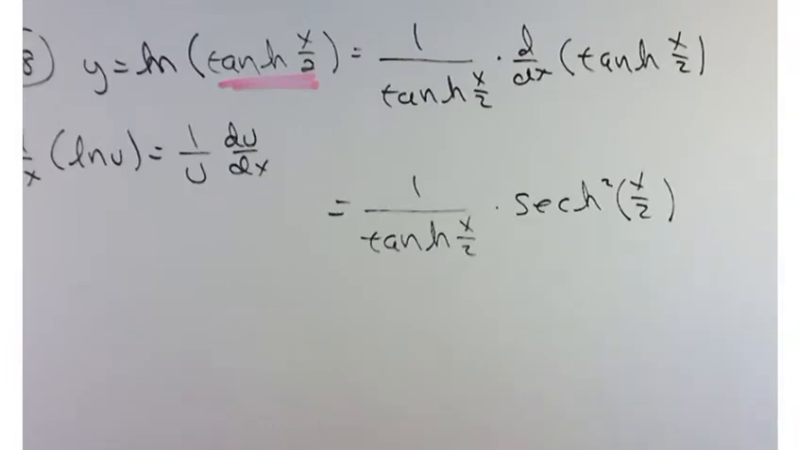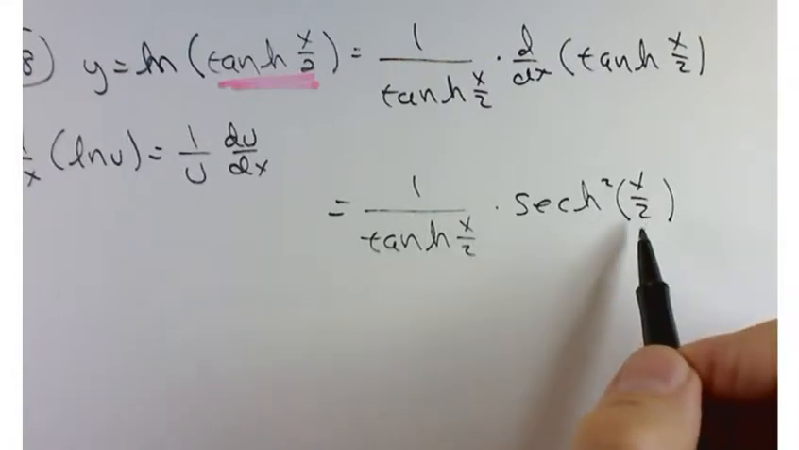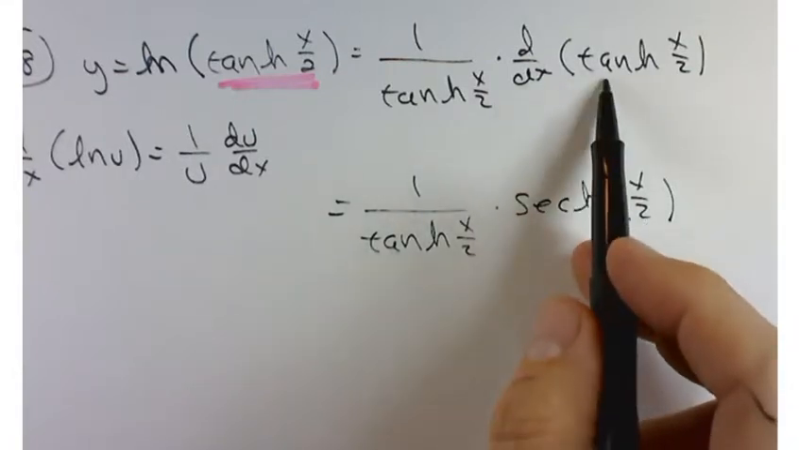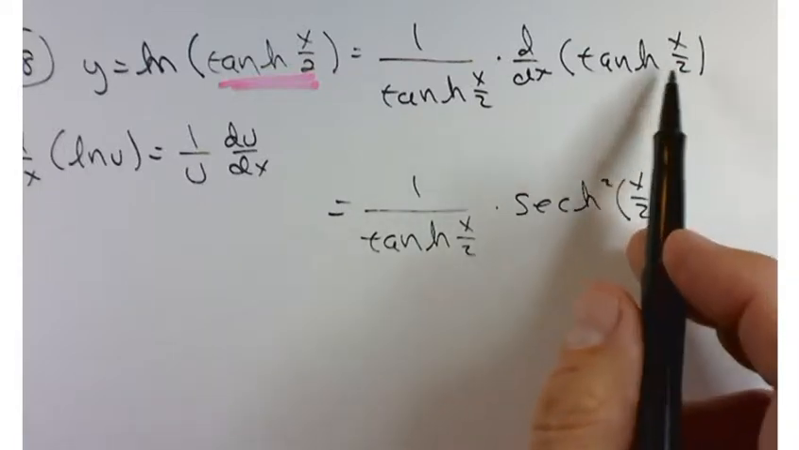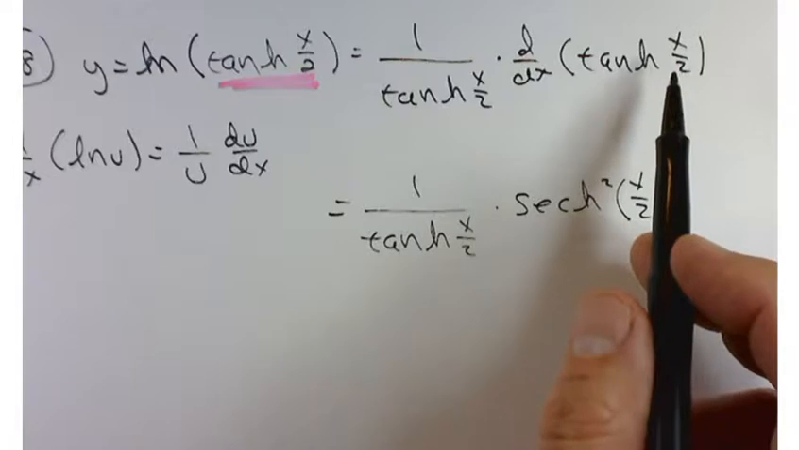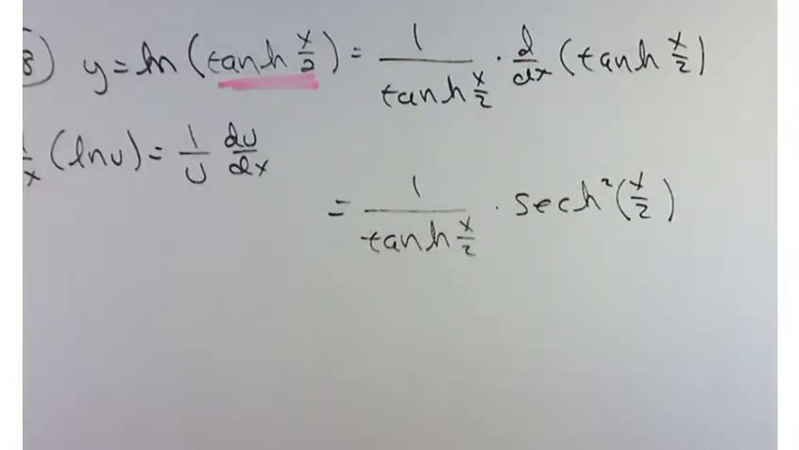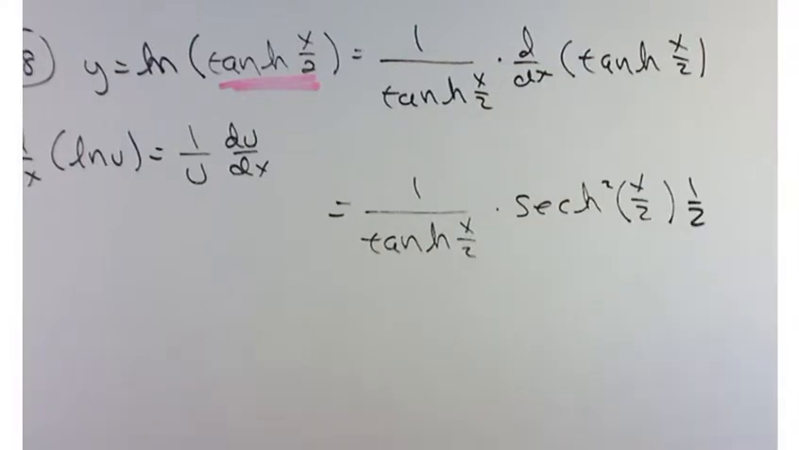No. Good. Someone else that I haven't heard from yet today. What else do I have to include here? I differentiated the outside. I got hyperbolic secant squared. Yeah, chain rule. Times the derivative of the inside. What's the derivative of x over 2? 1/2. That was easy. Cool. So 1/2. Thank you.